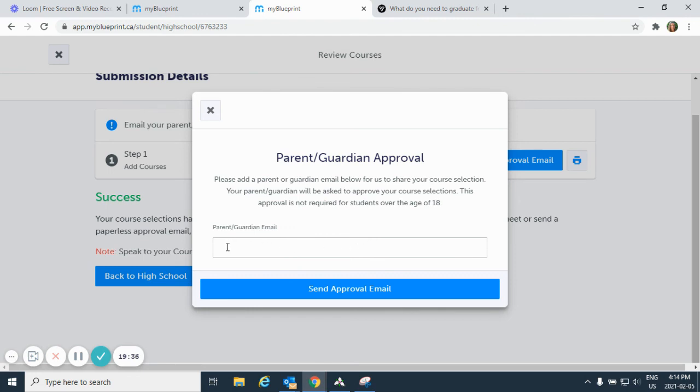When you enter their email address, please remember to enter it correctly because you want to make sure that the email gets to your parent, guardian. When you click the Send Approval email button, your parent guardian will get an email right away notifying them that you've submitted your courses for grade 12. And this is the chance that they get to approve your course selections.